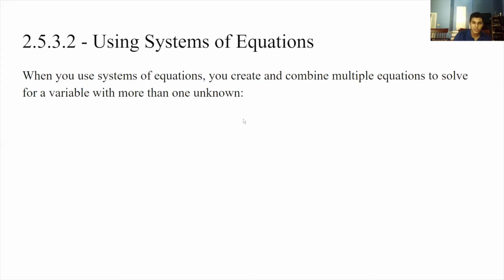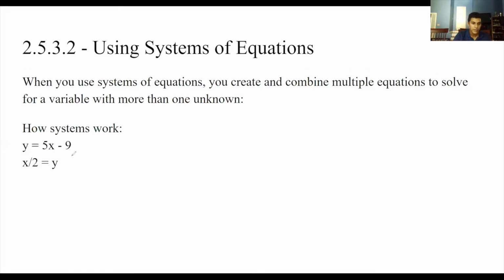So here's an example of systems of equations. This one is y equals 5x minus 9 and x over 2 equals y. So I have two equations here. I have two unknown variables here. It's kind of similar to the word problem we had. And I need to solve for at least one of these variables, because that's how you use systems of equations. You use multiple equations to solve for one variable when you have more than one unknown. And my unknowns are x and y.